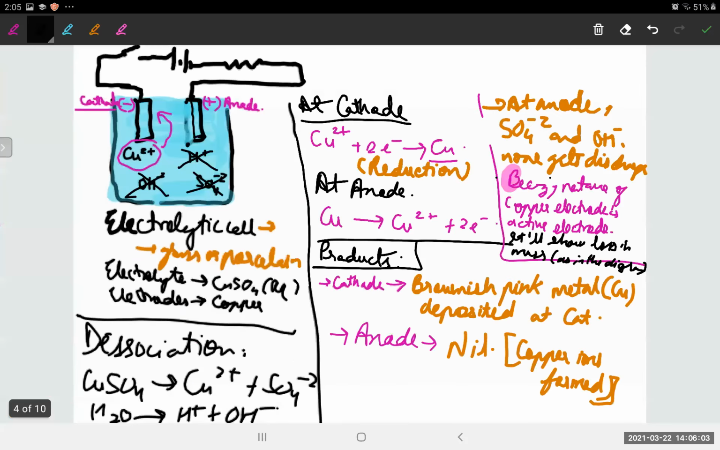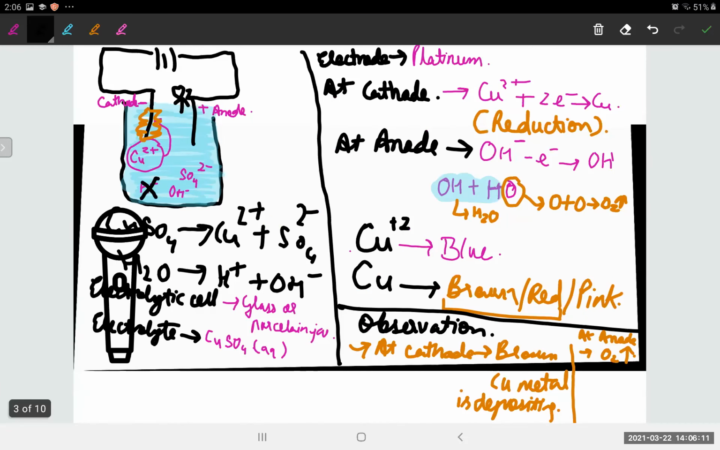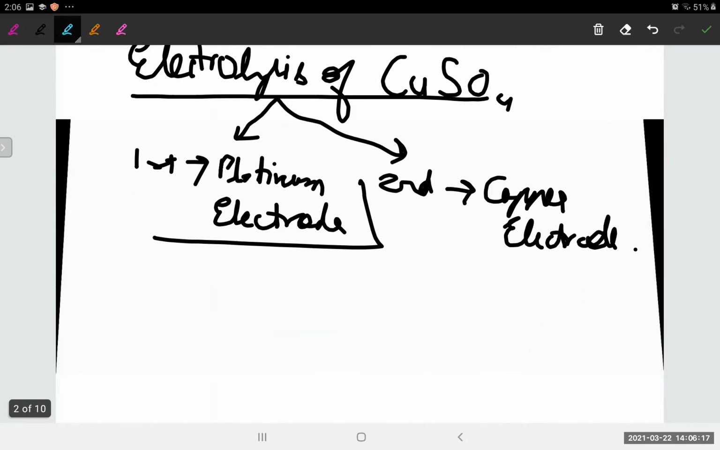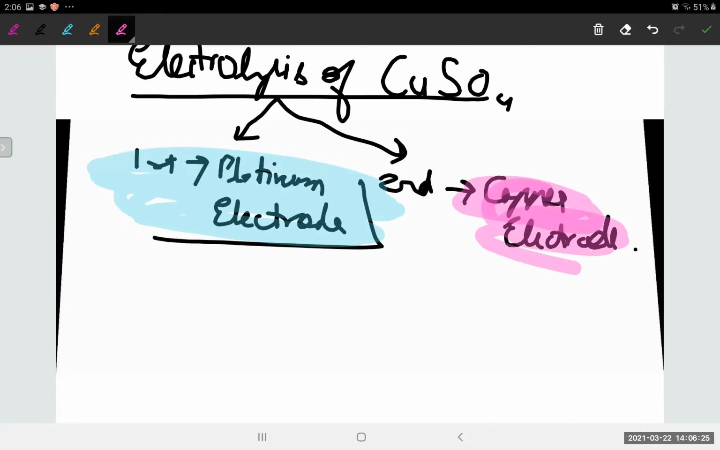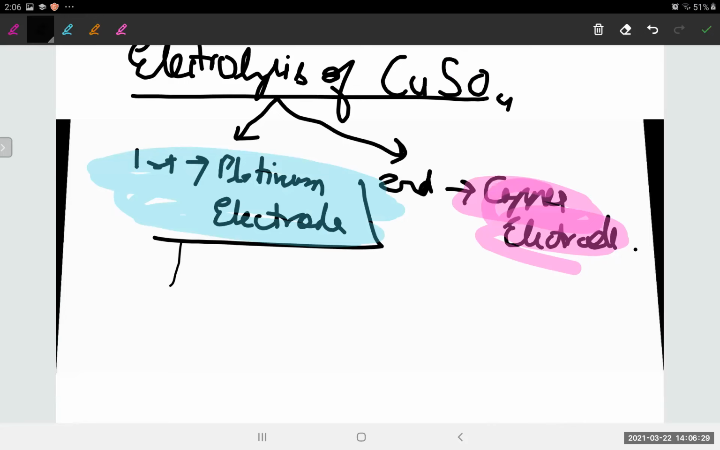Very important. See how we have done such a big topic in just a small page of a PDF, right? And we have done everything now. So I hope that everybody must have now understood the platinum electrode and the copper electrode differences. Yes or no? Let's write it in a short form. What is happening at platinum?